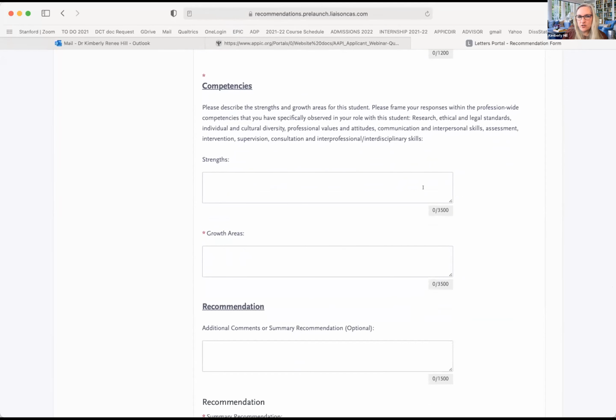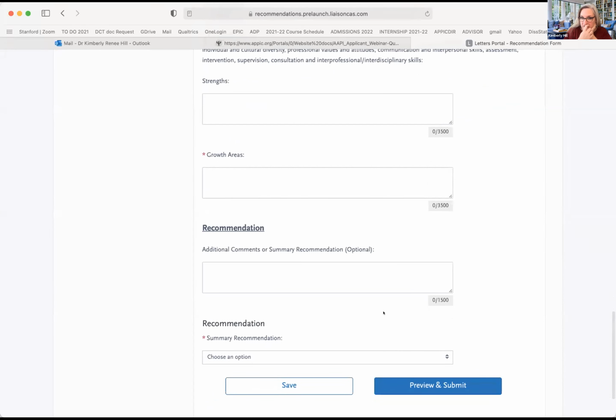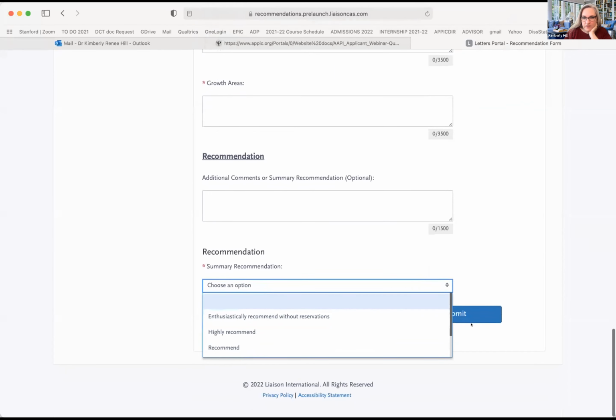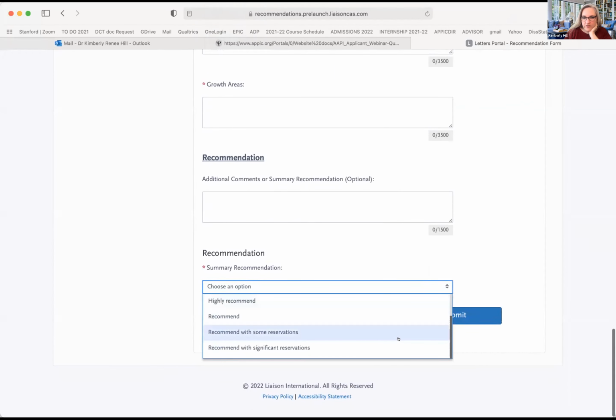Then there's a competency text box where you have one for strengths and one for growth areas, and they're forced choice. This is certainly going to level the playing field, in that you're not going to be able to totally avoid writing about growth areas, and it will become more normalized that we all have growth areas and it's important to speak to them. Then there's an optional summary recommendation block, and just a summary recommendation Likert scale here.